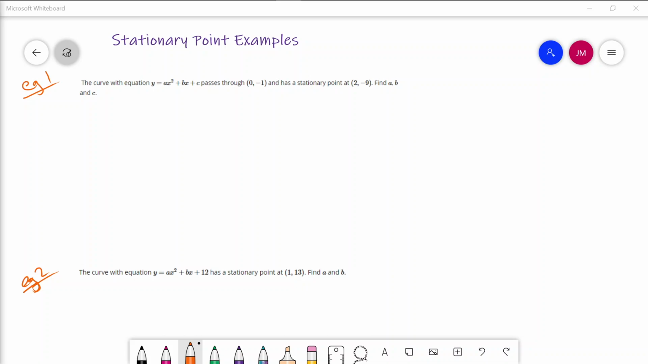So let's look at example 1. We've got y equals ax squared plus bx plus c, passes through point (0, negative 1), and has a stationary point at (2, negative 9). Find a, b, and c.